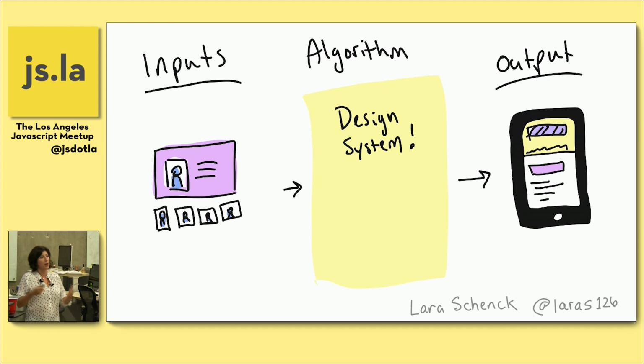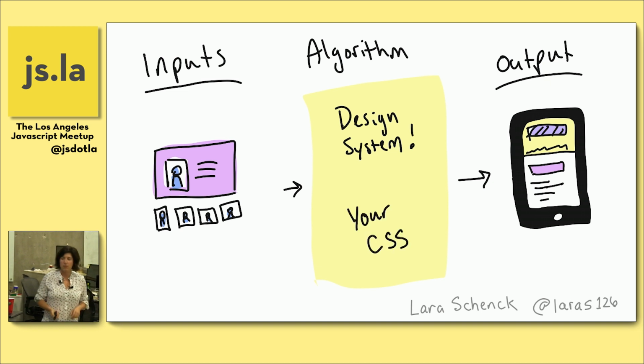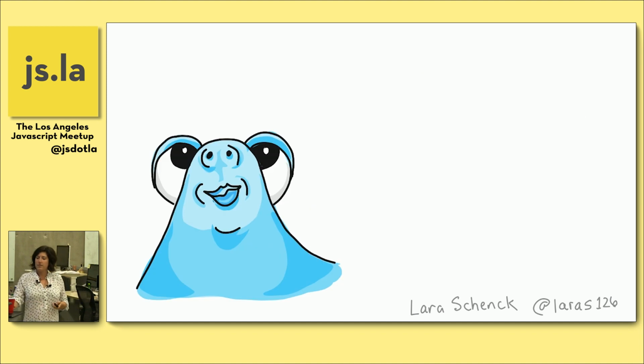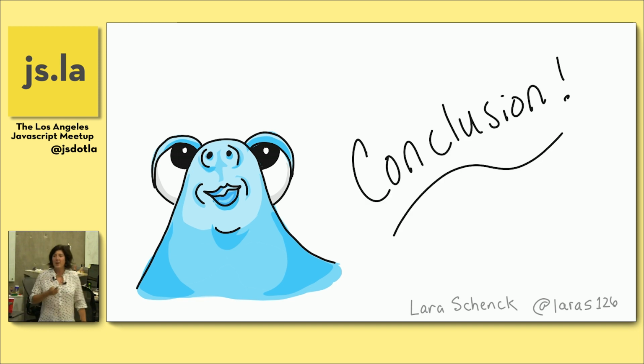Design systems and component libraries, at a high level, the combination of different components can be thought of as algorithms. Your CSS, any CSS you write. Yes. Okay. That's kind of my favorite. It's cute. Okay, conclusion.